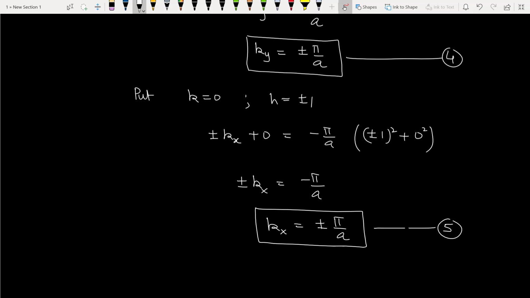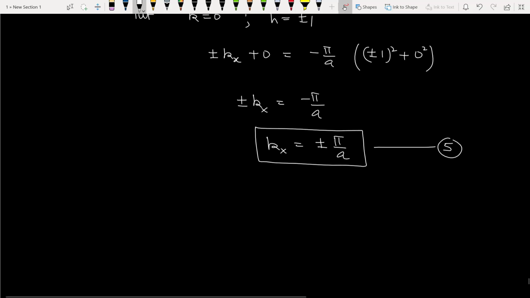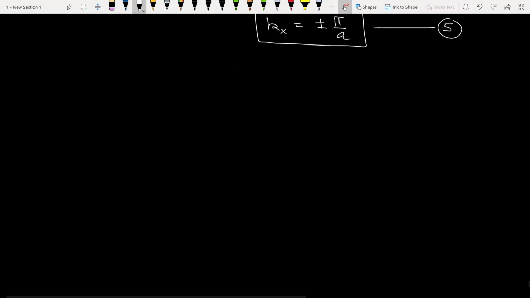So this is the second equation for the first Brillouin zone. Now we will try to derive the Brillouin zones. So here we draw the reciprocal lattice.